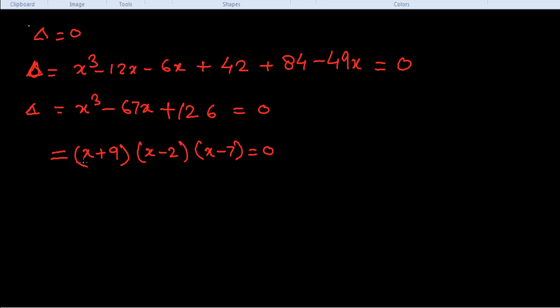So if x tends to 9 and minus x tends to minus 9 and x tends to 2 and x tends to 7, in this way we could find out the factors. Please recall the factor theorem. In this way we could find it easily. You simplify this, you get these factors over there.